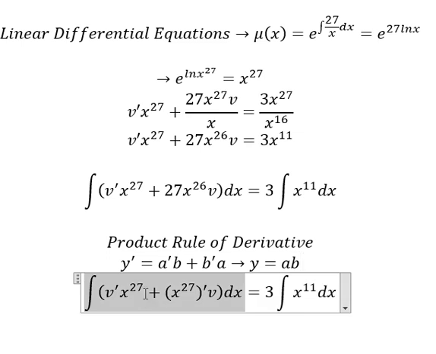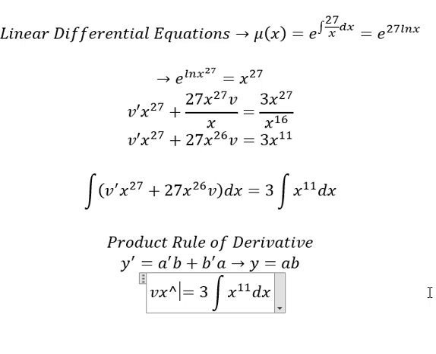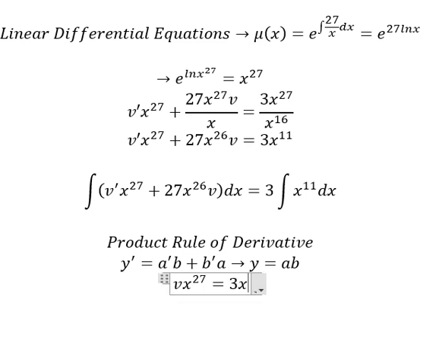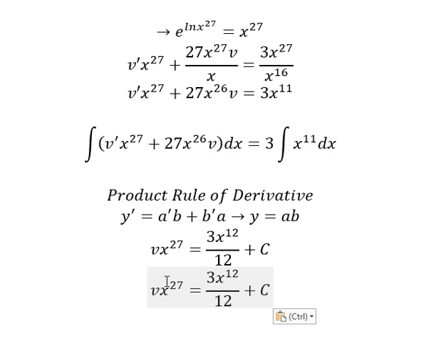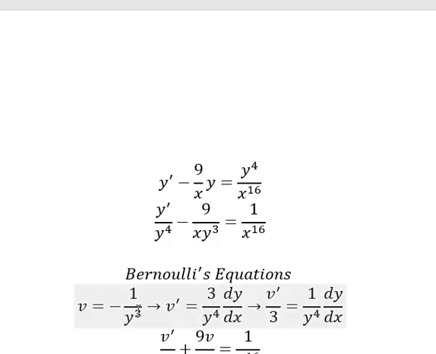So the integration of that one, we have v x to the power of 27. This one, that is about number 12 over number 12. About v, that is about this one.